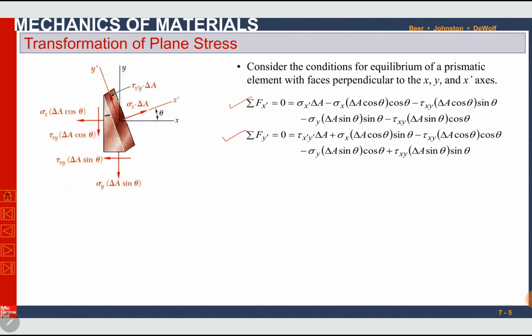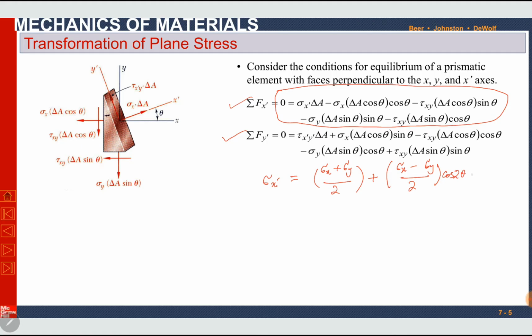Let me rearrange this expression number 1, which contains components in x dash direction. By rearranging this expression, I can write sigma x dash is equal to sigma x plus sigma y divided by 2 plus sigma x minus sigma y divided by 2 cosine 2 theta plus tau xy sine 2 theta. The simplification steps are available in the textbook, and you can do it. You can see from the textbook. Okay, this is sigma x dash.